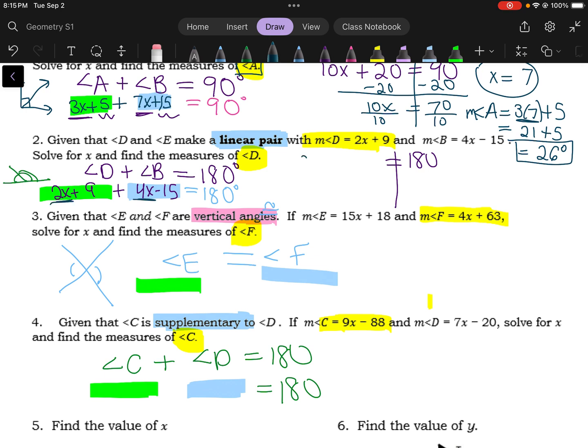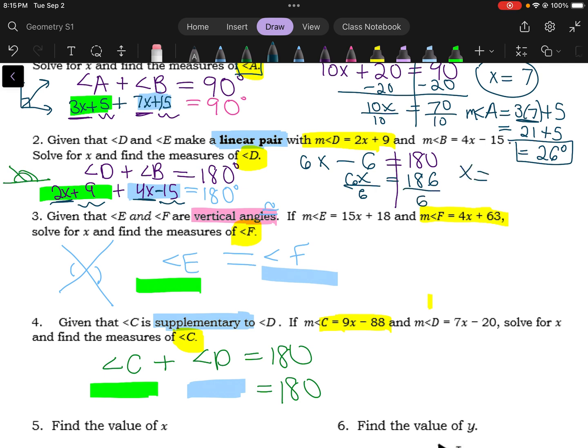2x and 4x is 6x. 9 and negative 15. Make sure you see that negative in front. That's negative 6. And that equals 180. So 9 minus 15. Okay, so solve the next part. So opposite of subtracting 6 is adding 6, which is 186. And then I'm going to divide by 6 on both sides, and x equals what?